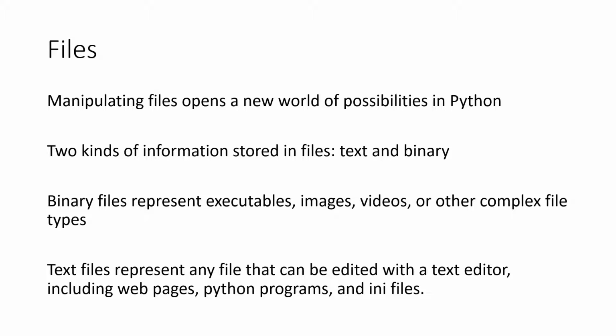For the purpose of this module, we'll mostly be looking at text files, but the other kind is a binary file. A binary file represents a program executable, an image, a video, or any other complex file type. A text file represents any file that can be edited with a text editor, or which only contains character information. This includes web pages, Python programs, and INI files.